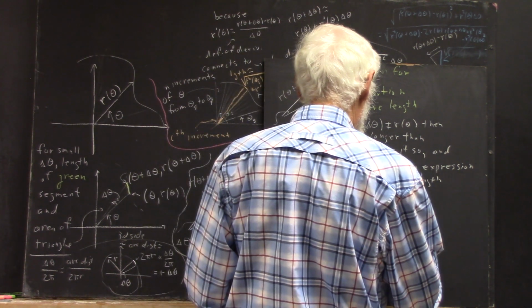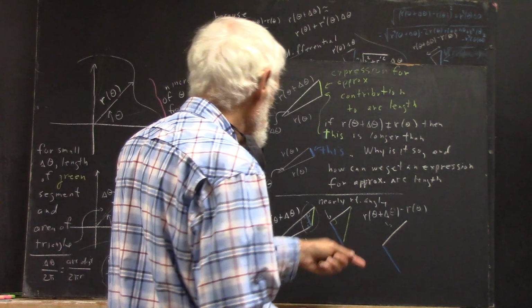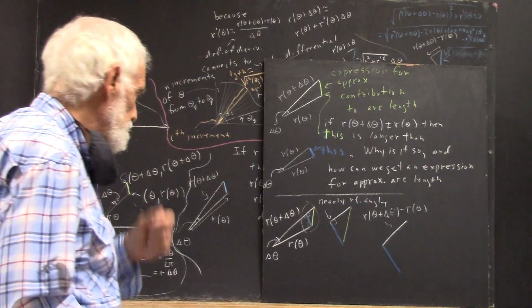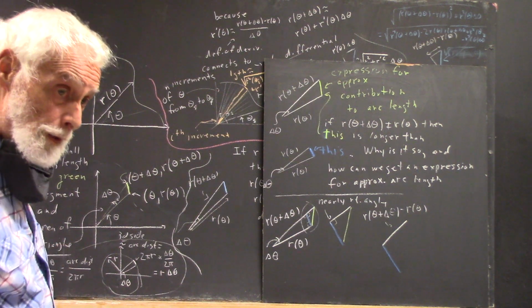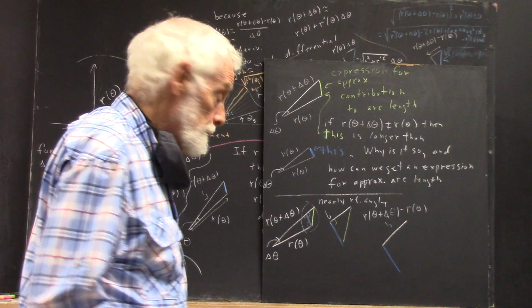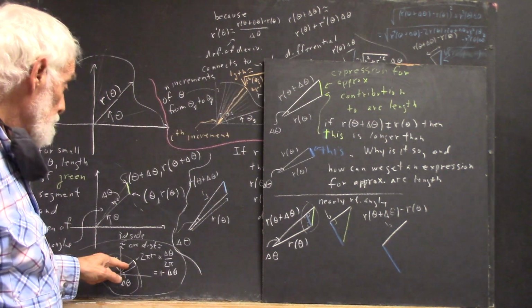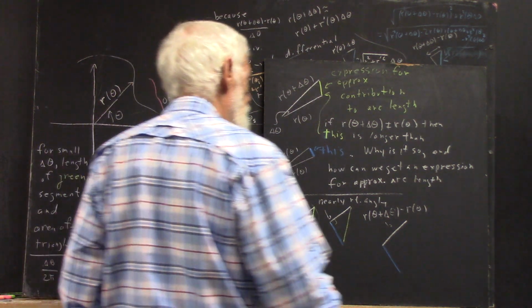Okay, now we've already talked about what this one would be. What's this one? Think back, what have we done so far? How have we determined the length of this leg? Well, that's just this. It's r of theta delta theta, approximately.